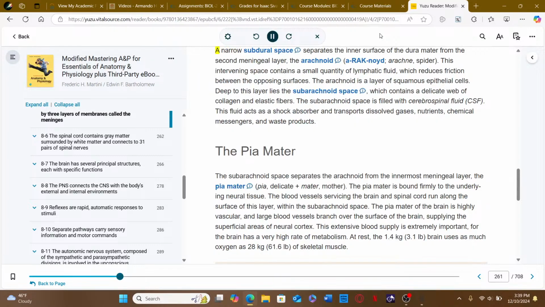The arachnoid. A narrow subdural space separates the inner surface of the dura mater from the second meningeal layer, the arachnoid, arachne, spider. This intervening space contains a small quantity of lymphatic fluid, which reduces friction between the opposing surfaces. The arachnoid is a layer of squamous epithelial cells.